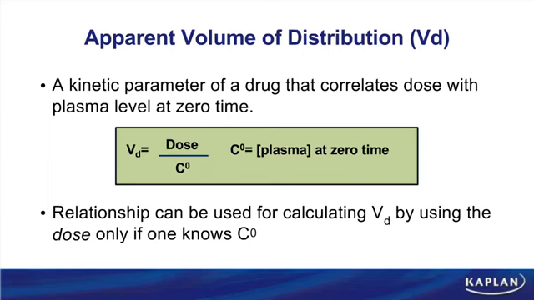Either most of the drug is in the plasma, in which case you have a low volume of distribution, or most of the drug has gotten out of the plasma and gone to the tissues, and that means you have a higher volume of distribution.